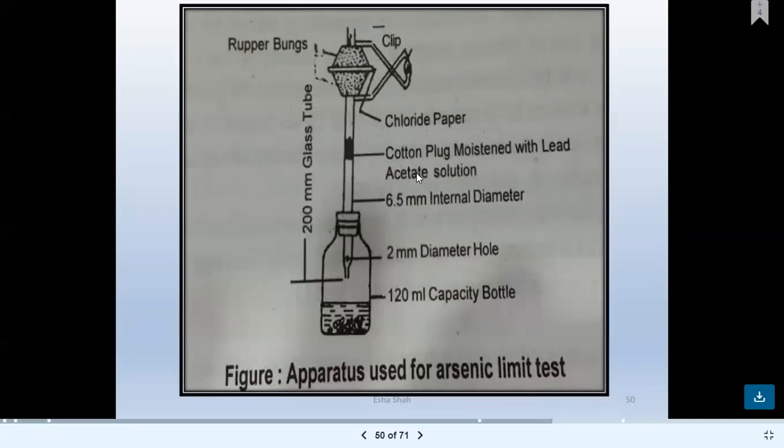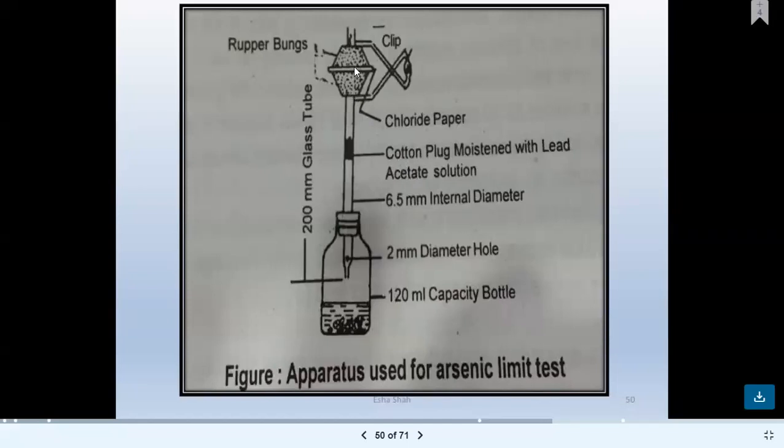Why is lead acetate used? During the reaction of arsenic impurity with potassium iodide, zinc, or other reducing agent, there may be formation of an impurity gas, that is H2S gas. This H2S gas will adhere on this cotton plug moistened with lead acetate solution, and only the arsine gas will pass over this tube and adhere on the mercury chloride filter paper. So in between the tube there is a cotton plug moistened with lead acetate solution.